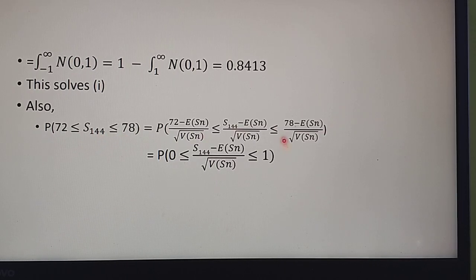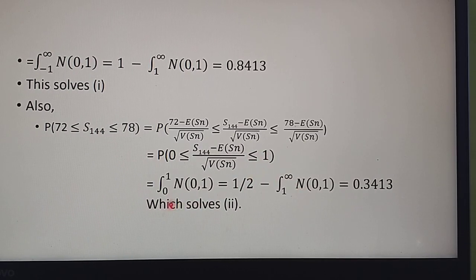And now for the second problem, the probability that S144 lies between 72 and 78. This is the same. In the middle we have the normal 0, 1 variable, because of Sn minus expectation of Sn by root over variance of Sn. Similarly, you subtract from here also, do the division, and subtract from here also, do the division. After simplification this will be 0 and this will be 1. So the integral will be from 0 to 1 of normal 0, 1 simply. So this is equal to half minus the integral from 1 to infinity of normal 0, 1. This also you will find by opening the standard normal table and finding the value of this. After that you will get this, no problem.